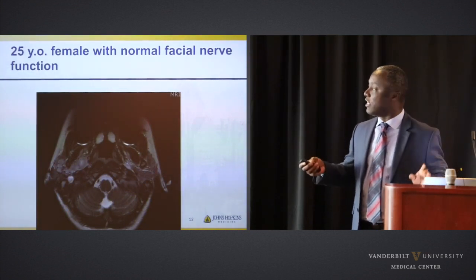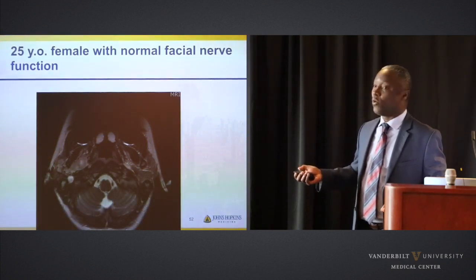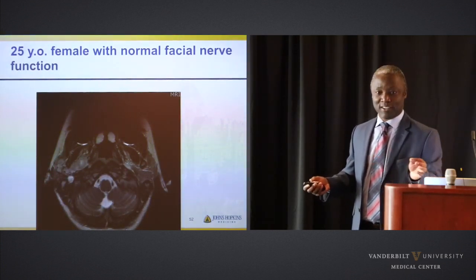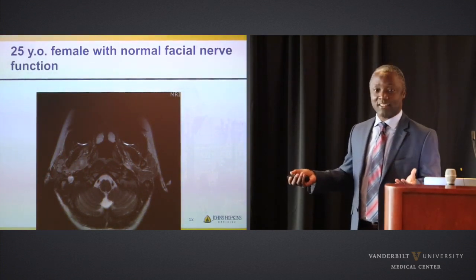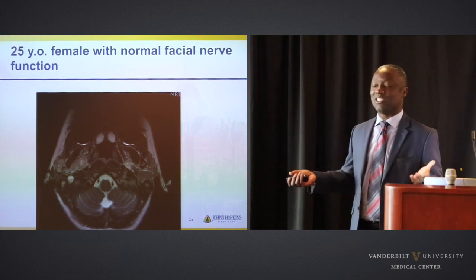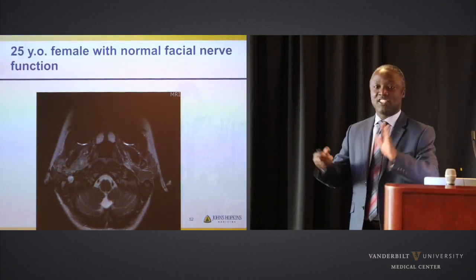Showing that you can do a combination: this patient is a 25-year-old with a massive schwannoma in all the branches of the facial nerve. When she came to me, her face was perfect. All we needed to do is do a biopsy and confirm that this was benign. And I told her, don't do anything to the nerve, your face is fine. We can confirm that this is benign, let's just watch it.